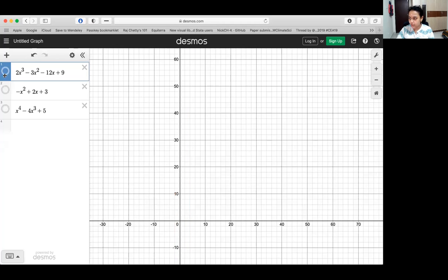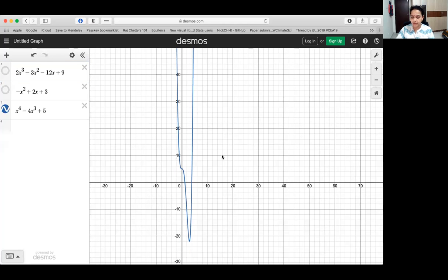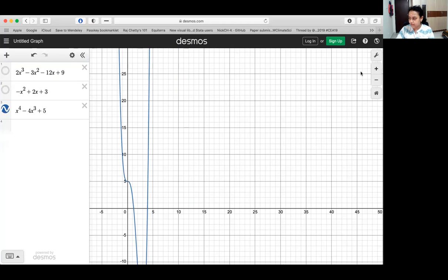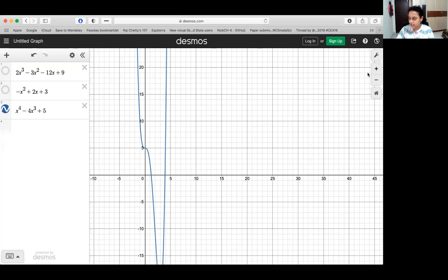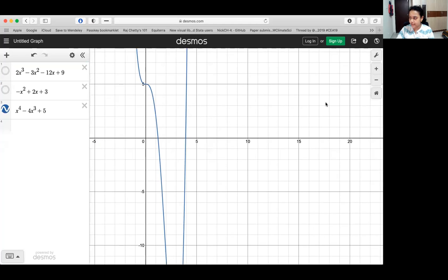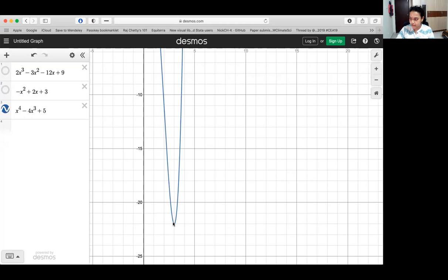Okay, so the function we're looking at is actually x power 4 minus 4x cubed plus 5, which is this interesting looking function. Let me zoom in a little bit to see whether we have our critical points right. So that's (0, 5), and that definitely looks to be a point of inflection. And we have another critical point here, (3, minus 22), which definitely looks to be the minimum point.